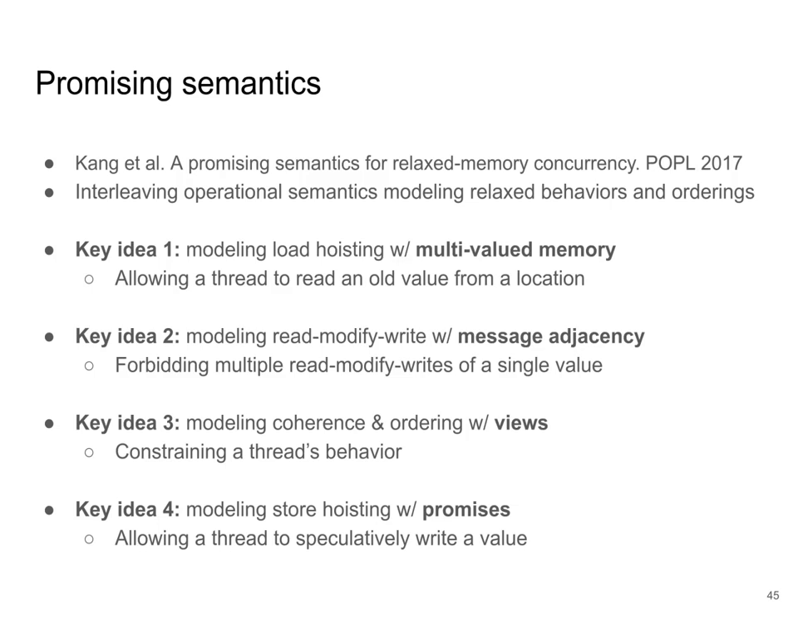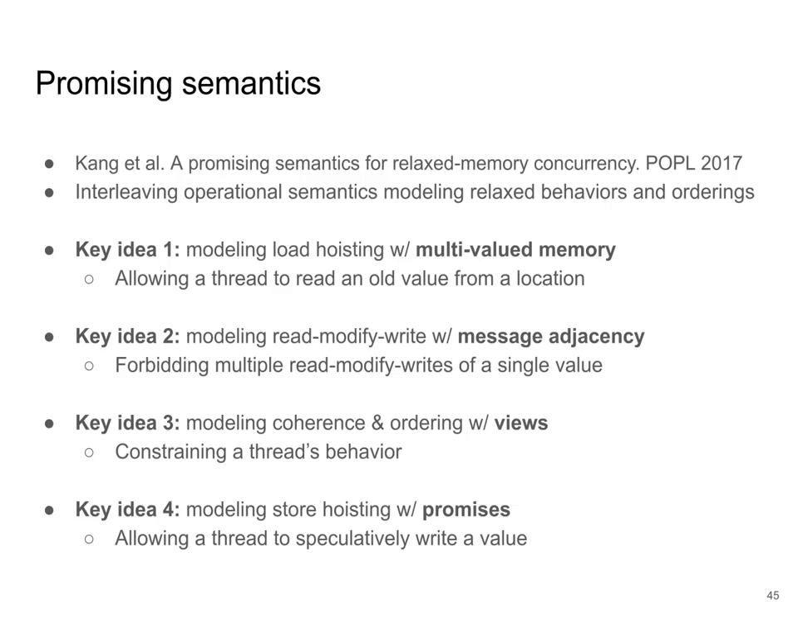The first key idea of promising semantics is that it uses a memory that is a little bit more complicated than the sequential memory. In the sequential memory, memory is just the mapping from location to value, right? So for each location, there is a value. It's the memory in the sequentially consistent semantics. On the other hand, promising semantics has a multivalued memory. Basically, it tracks the history of all the writes that are performed to the memory.